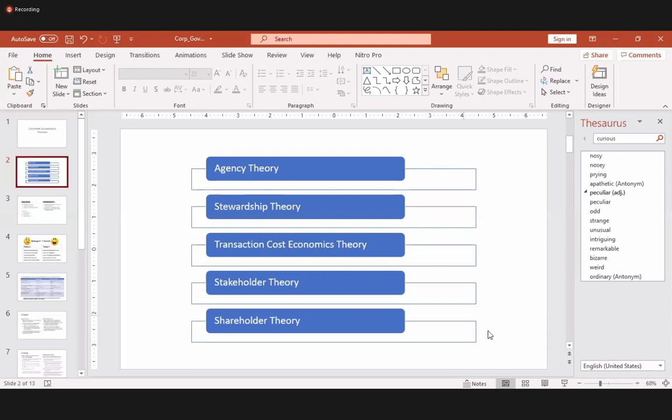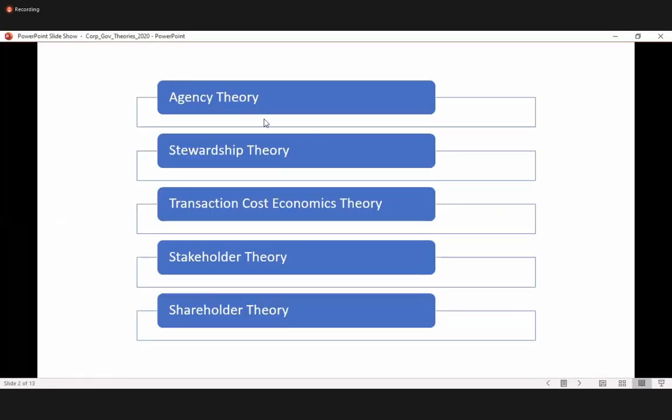So we'll look a little bit at agency theory and stewardship theory. They have been explained to us very well last week. I just want to add this transaction cost economics theory, and then Jaden and his team, Group 1, will proceed. They will continue with stakeholder and shareholder theory.